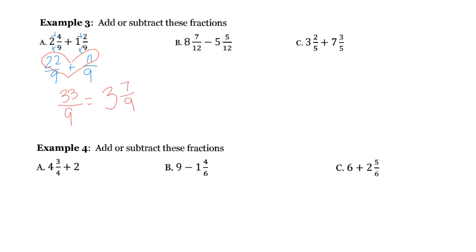If it really helps you to visualize it, draw those dots. Draw 33 dots, put them into groups of 9, and then you'll see that you have those 7 left over.